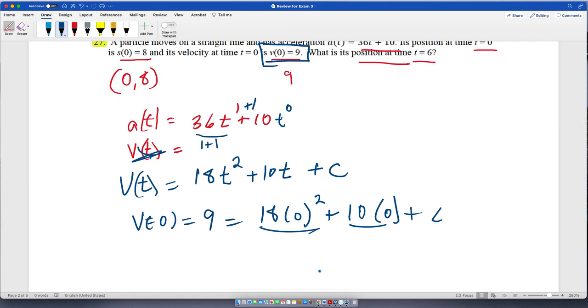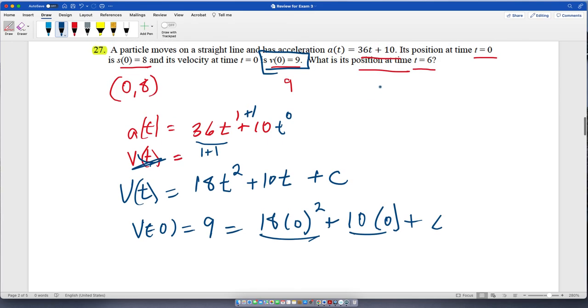So let me come over here so it's all on the same screen. What we know is that we've got the velocity function is 18 t squared plus 10 t plus 9. But we're not done yet, right? We need the position function, which they're telling us is s of t. And remember, this is one step up above, so we need another antiderivative of the velocity function. So what's that going to be?